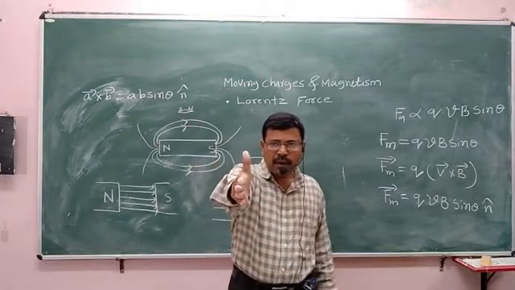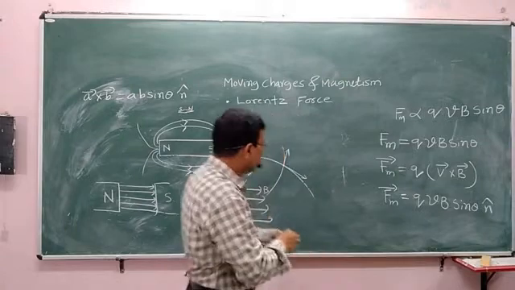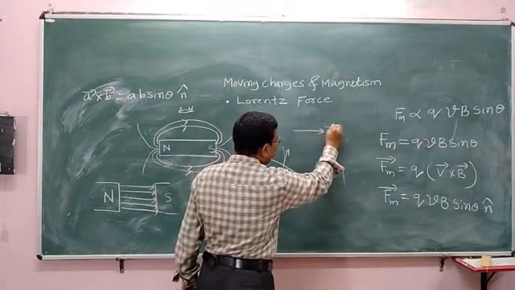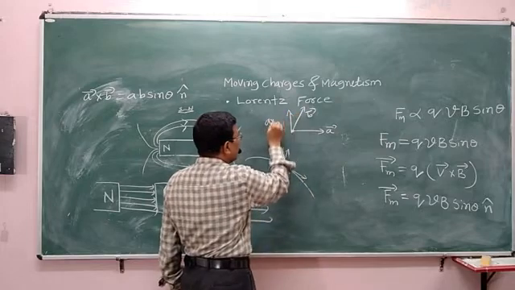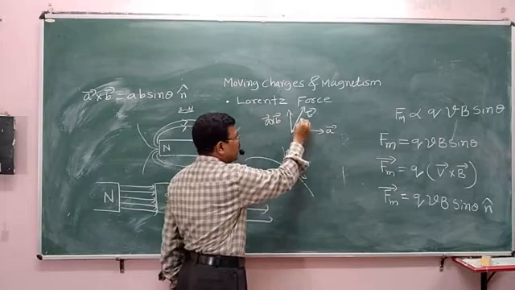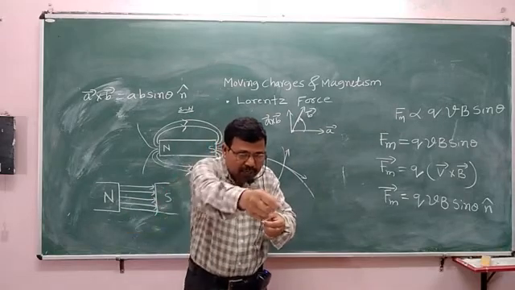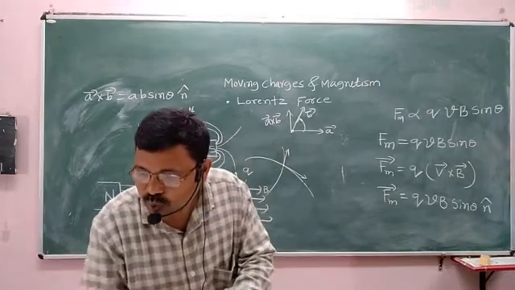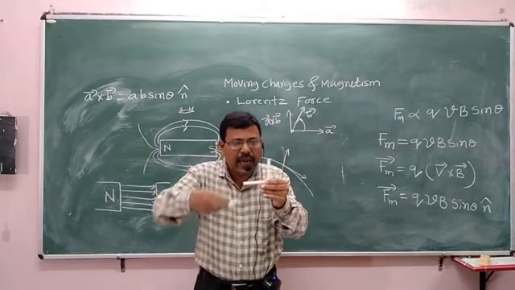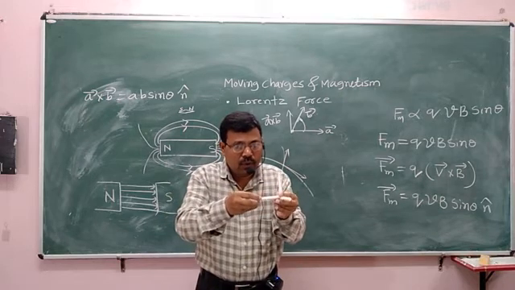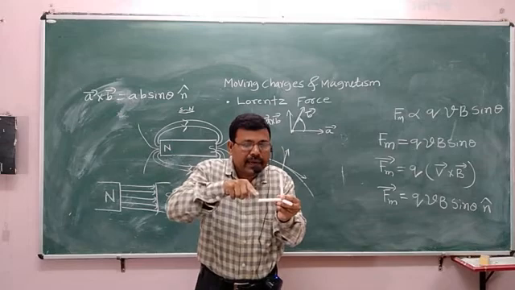This is the hand which is perpendicular to the plane containing vector A and vector B. This is vector A and this is vector B, and this is A cross B. Vector A and vector B are in a plane, and suppose this is A cross B. A cross B is perpendicular to the plane containing vector A and vector B.